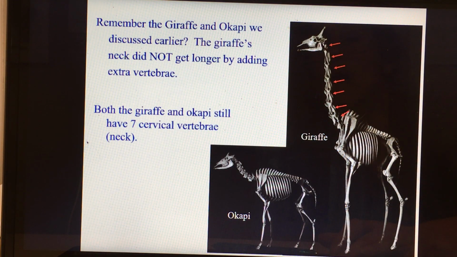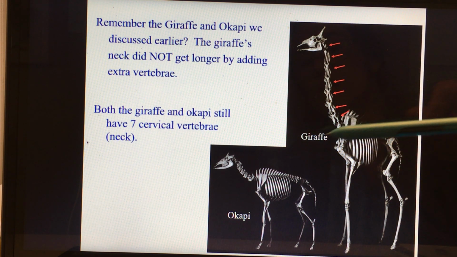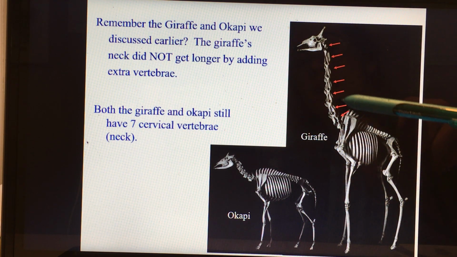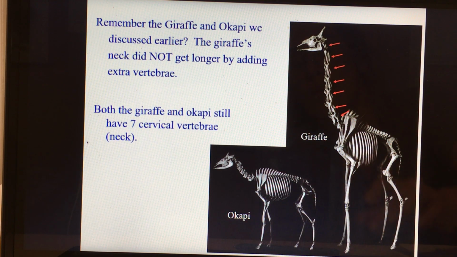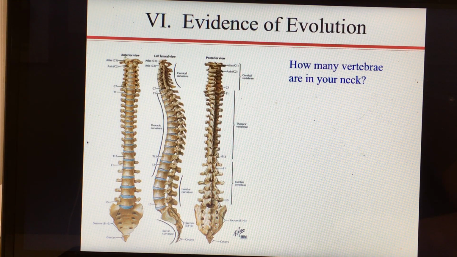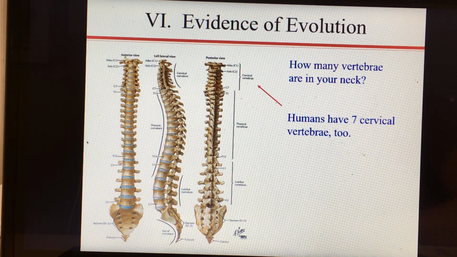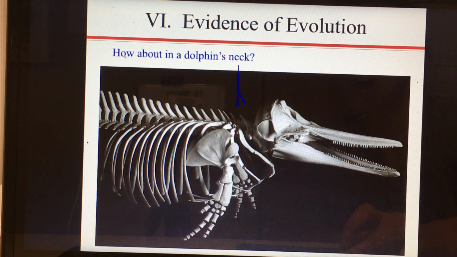So remember the giraffe and okapi we were talking about earlier? If you look at the bone structure of their necks, they all have 7 cervical vertebrae, so 7 bones in their neck. It's just that the giraffe has bigger and longer bones, but not a greater number of bones. So that is evidence, because they have the same number of bones in the same location, that they are related. How many do we have in our neck? 7. What about a dolphin's neck? You guessed it, 7.